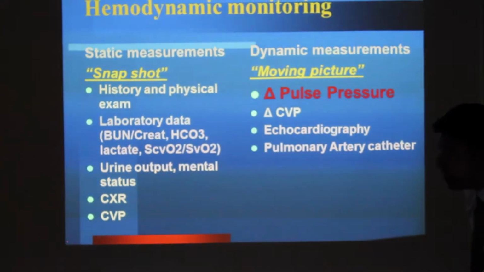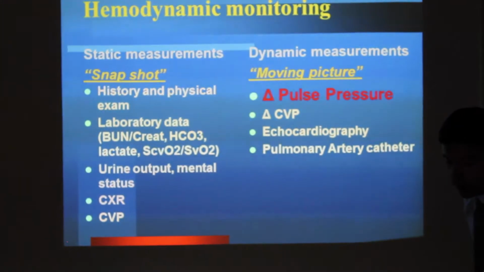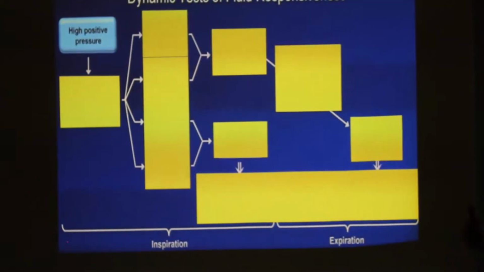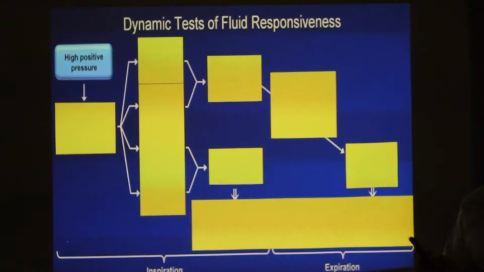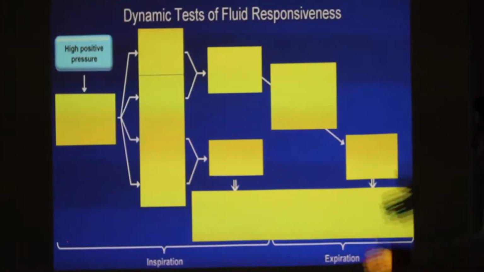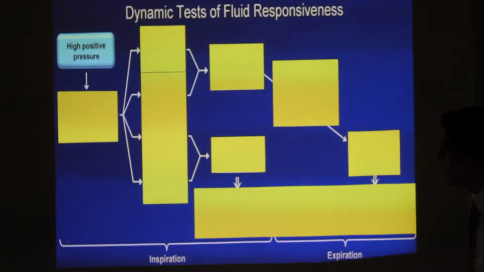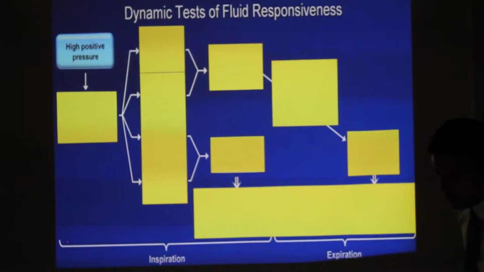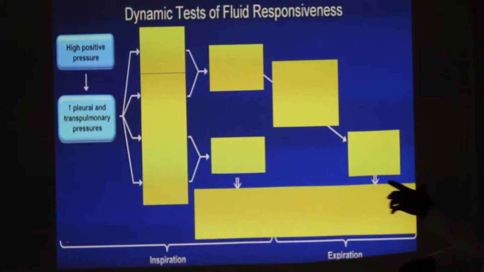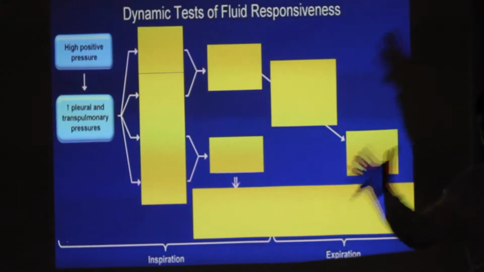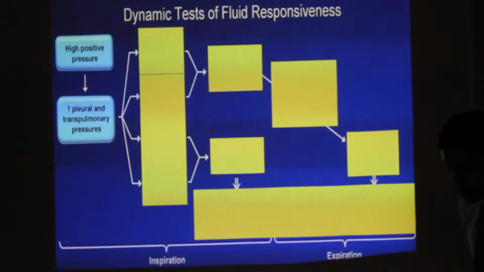Let's talk a little bit about the pulse pressure variation, and some physiology about how the pulse pressure variation can be helpful in volume responsiveness. So during inspiration, let's say we have somebody on the ventilator, so we give him positive pressure. What's going to happen with this positive pressure? The pleural pressure and the transpulmonary pressure are going to go up. We're inflating the lung during inspiration.